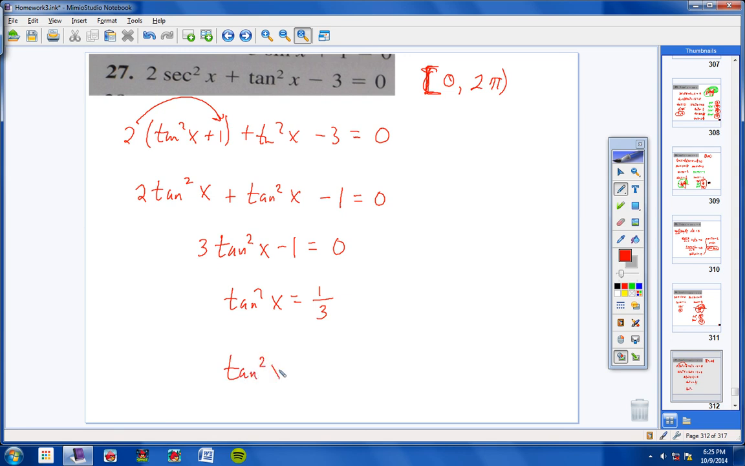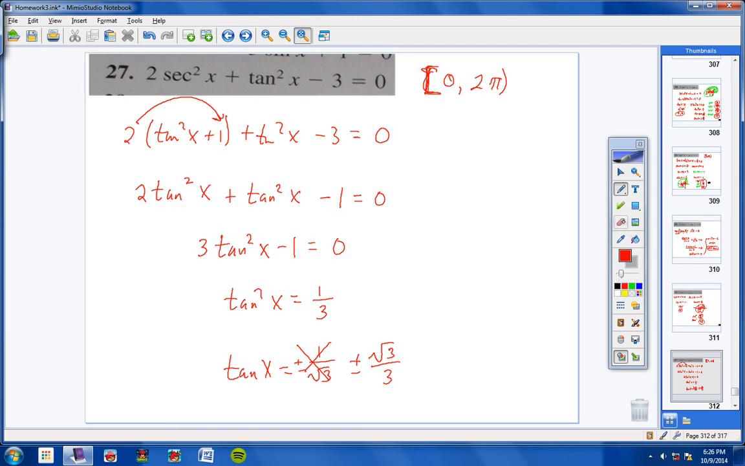Tangent squared x equals 1/3, so tangent x equals the square root of 1 is 1, and the square root of 3 is the square root of 3, plus minus. We have to rationalize this, so we get plus minus square root of 3 over 3.